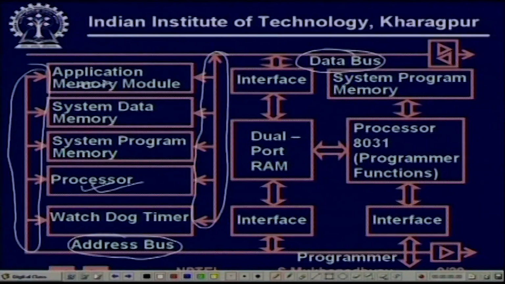You have the main processor, you have various kinds of memory. You have application memory where the computational tasks run. For managing the resources of the PLC you need some programs which are typically called systems programs. So for that you need systems program memory, you need systems data memory.